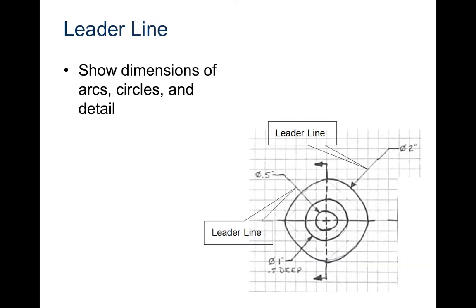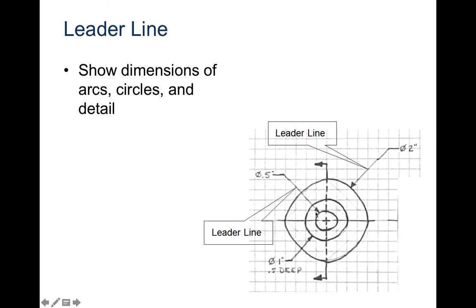Okay, leader lines, kind of obvious what they do. They lead you to something. So don't get confused by this pointing to a line. It's kind of like we got a leader line to a leader line. Anyways, the leader line points to a feature. In this case, it's pointing to the circle, and this is saying, here's the diameter of the circle. It's 2 inches.